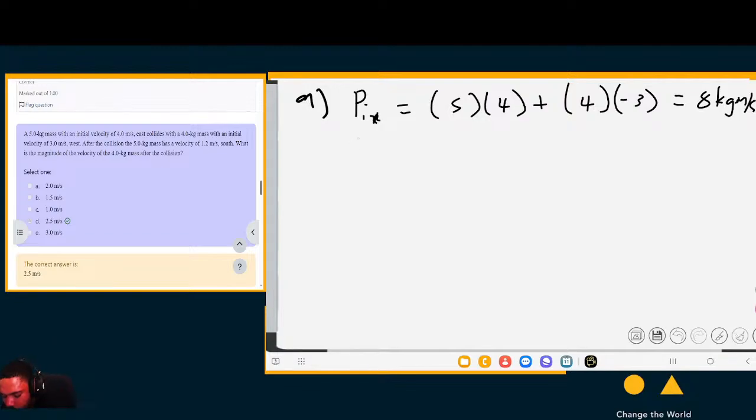Let's look at the initial velocity in the y direction. There is initially no velocity in the y direction. Why do we say there's initially no velocity? Let's read the question. It's because none of these blocks are traveling initially in the y direction, so there is no momentum for either of them in the y direction.